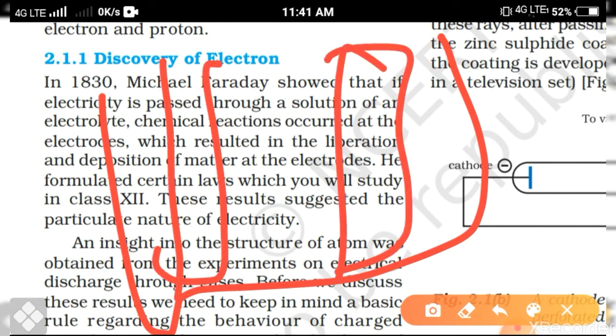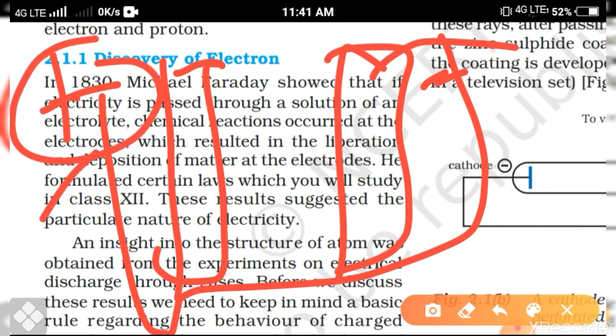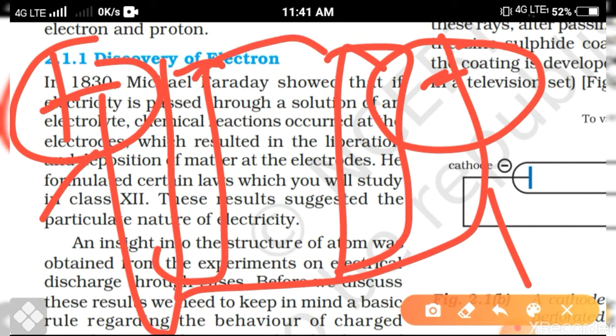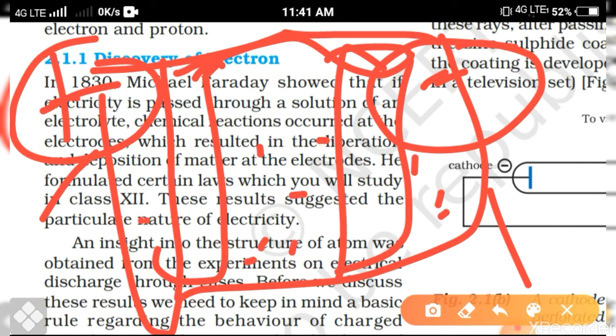One carries positive charge, that is known as the anode, and the other carries negative charge, that is the cathode. Cathode and anode. The positive one is known as the anode, and the negative one is known as what? The cathode. And there is a connection for electricity. Electrical conductivity occurs through these two electrodes, and there is the electrolyte solution.